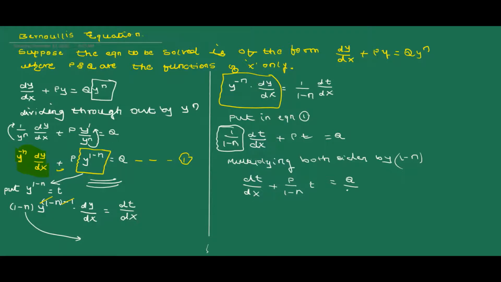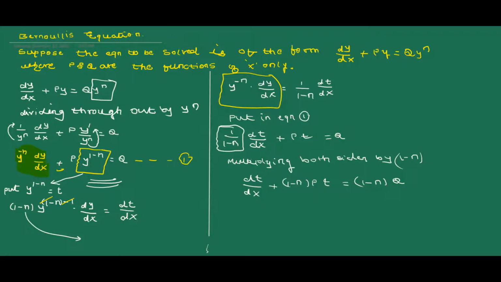Sorry, I have to multiply. So here I can write it as 1 minus n into p into t is equal to 1 minus n into q. Sorry, here I have to multiply it. So therefore we can write it as dt by dx plus 1 minus n into p into t is equal to 1 minus n into q.